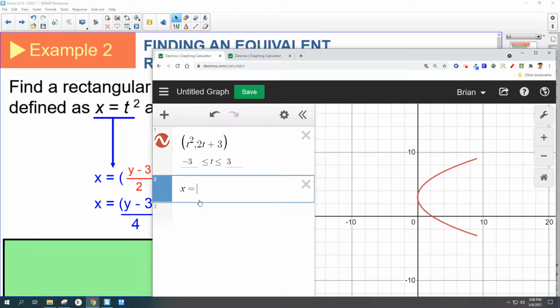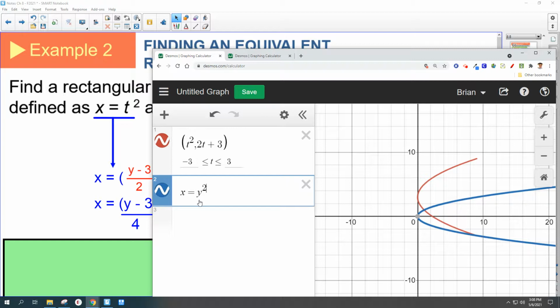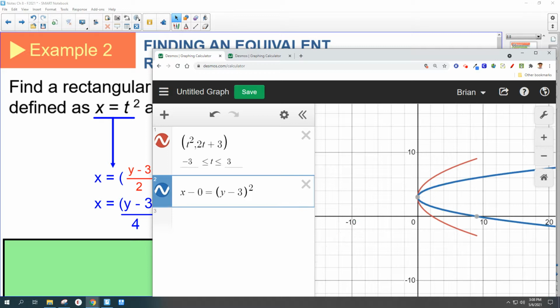So notice if I have x equals y squared, that's a sideways parabola, and that's kind of what we have, but it's not quite right. Look at the vertex. The vertex is 0, 3. So in vertex form, you could think about it as x minus 0 and y minus 3 squared. Okay, that's better. Don't really need the minus 0.